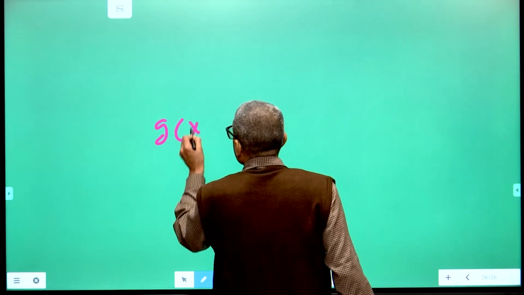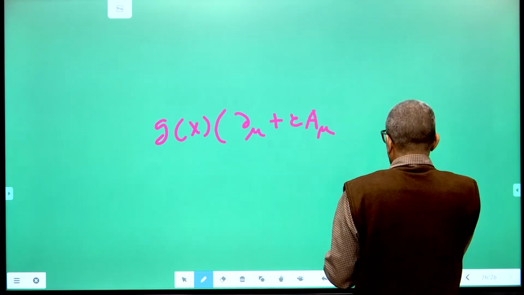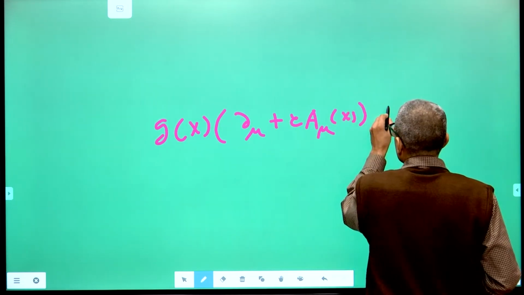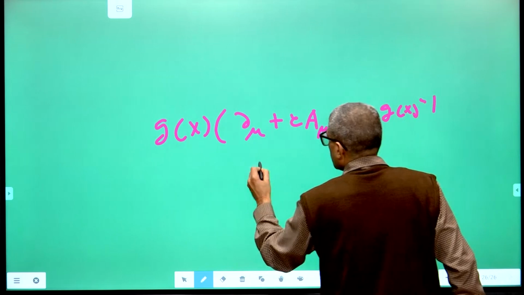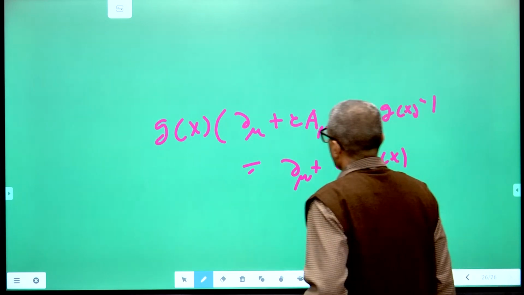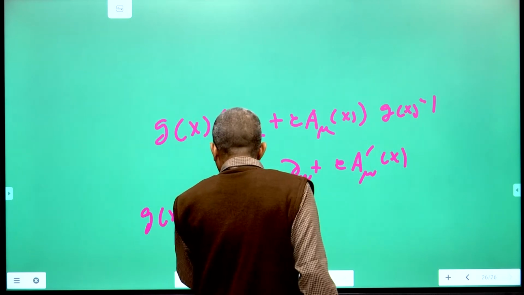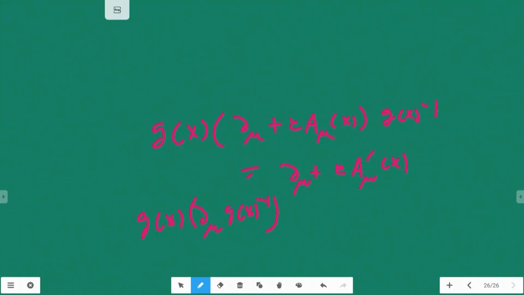That means you require that G of x times dou mu plus e A mu of x into G of x inverse is equal to dou mu plus e A mu dash of x. You require this, which is same as saying that G of x into dou mu G of x inverse plus e times G of x A mu of x G of x inverse is equal to e times A mu dash of x.